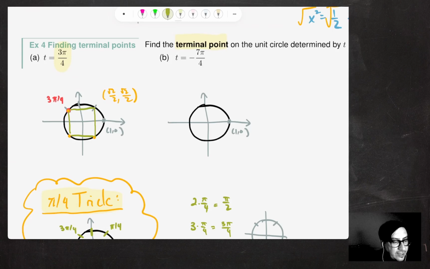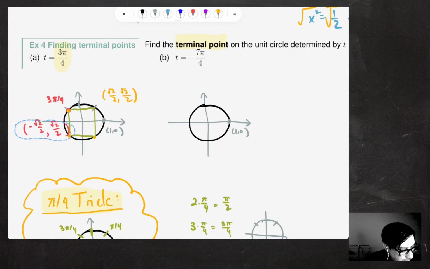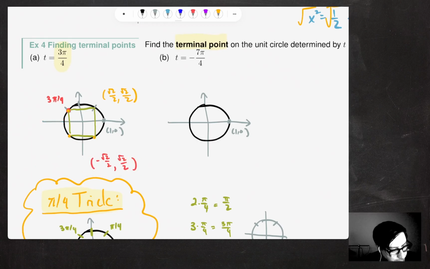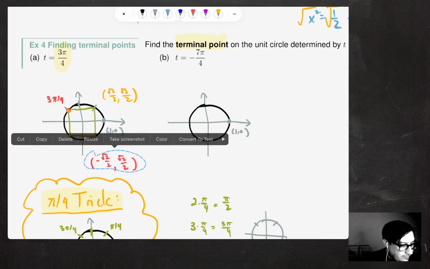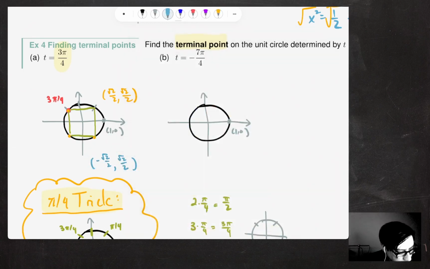All right, finally, what is our answer here? We notice that the x-coordinate is negative, so I'm going to make this a negative root 2 over 2. The y-coordinate is positive. So there is our terminal point. Let's move it. Let's put it maybe down here. Let's maybe color it like this. And I'll use capital P.